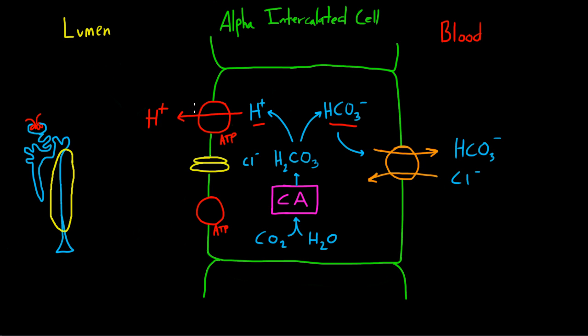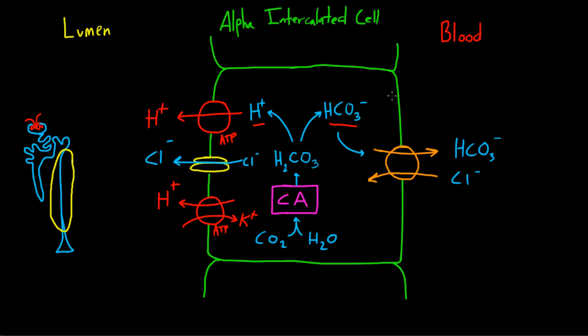In addition to just being a standard hydrogen ion ATPase, there's also a hydrogen ion potassium exchanger. It's probably less important than the solitary hydrogen pump, but it's also present. As the hydrogen ion is secreted, also there's a chloride channel that allows chloride to be secreted along with it. So basically we're putting hydrogen ion and chloride into the lumen.